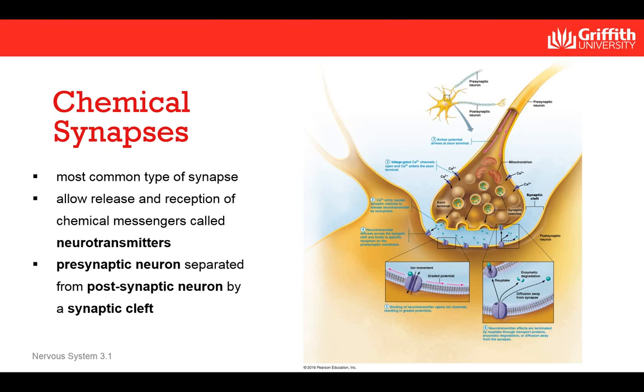Calcium is then quickly removed from the terminal, either via the mitochondria or by an active calcium pump. Next, the neurotransmitters diffuse across the synaptic cleft and bind to a specific receptor on the postsynaptic membrane. When the neurotransmitter binds to the receptor protein on the postsynaptic membrane, the receptor changes shape. This opens the ion channels and creates graded potentials.